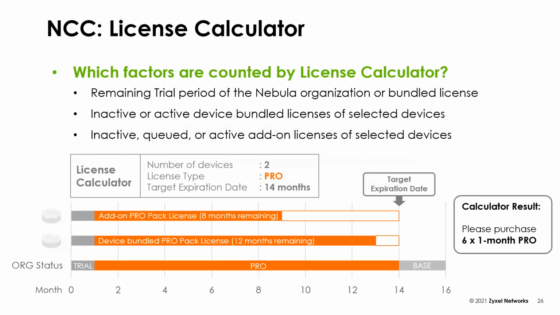So when using this license calculator, we take into account any remaining trial periods that you already have of a Pro Pack license or any bundled licenses you already have applied on that organization. And it'll take into account whether those licenses are currently assigned and active or inactive in your organization. And then add on whatever is needed on top of that to achieve that target expiration date. So that's it for Nebula enhancements to the Nebula Control Center.